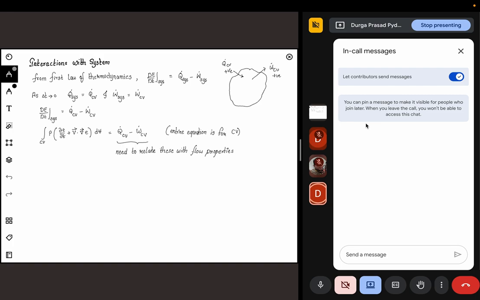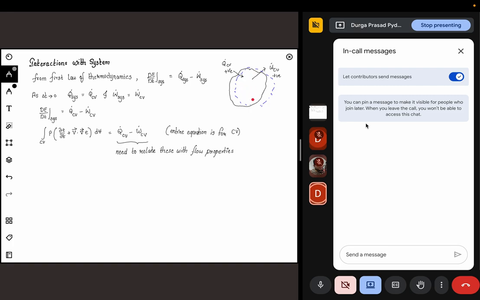Now, under the scenario when delta t tends to 0, if you recall the derivation of the Reynolds transport theorem, we start out with a particular system and CV identical to each other, and then we offset the CV after time t plus delta t, and then we see what is happening in this region.